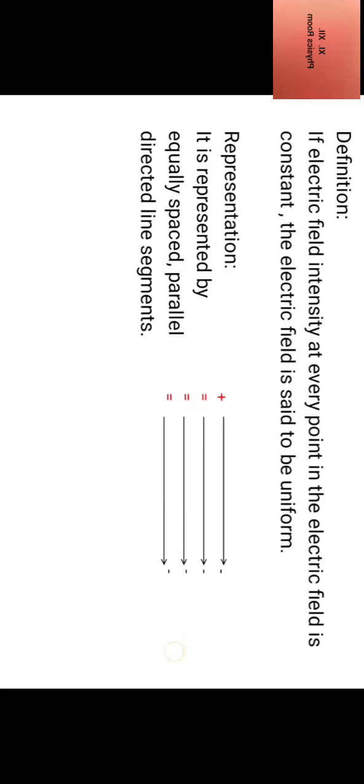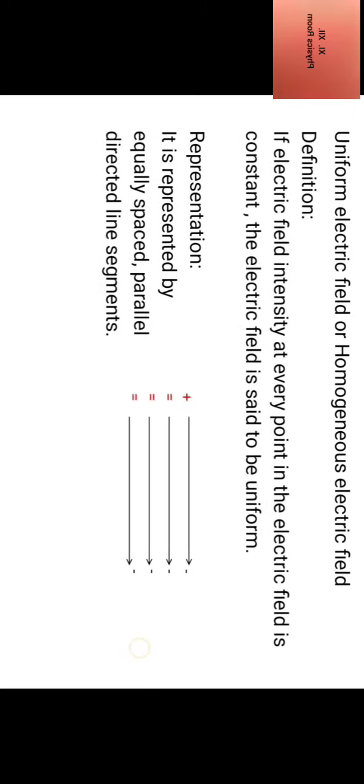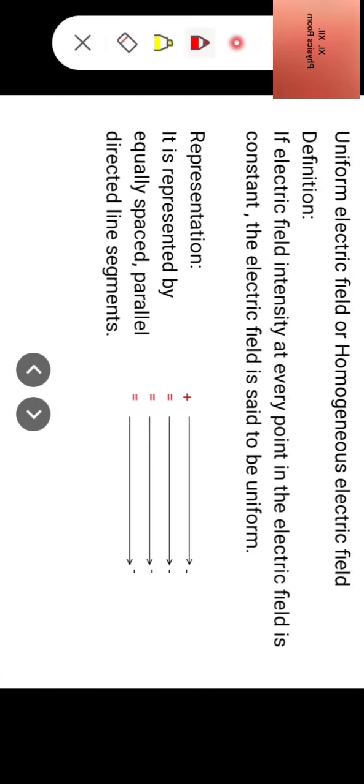Now we try to understand uniform electric field. First we take up the definition of uniform electric field. If electric field intensity at every point in the electric field is constant, that is in magnitude and direction, the electric field is said to be uniform. I repeat, if electric field intensity at every point is constant in magnitude as well as direction, then the electric field is said to be uniform.